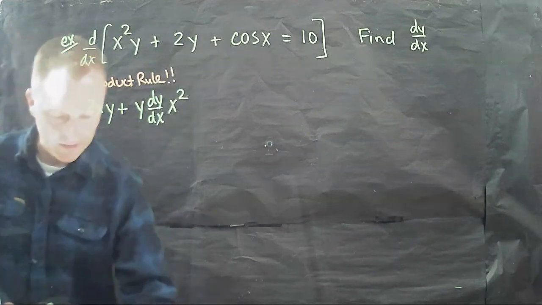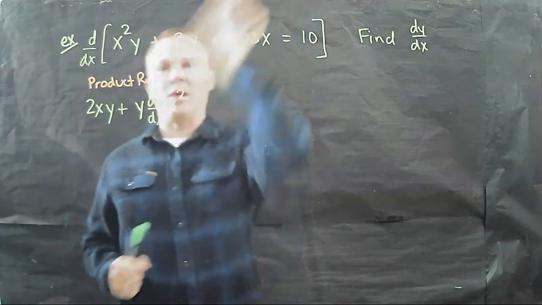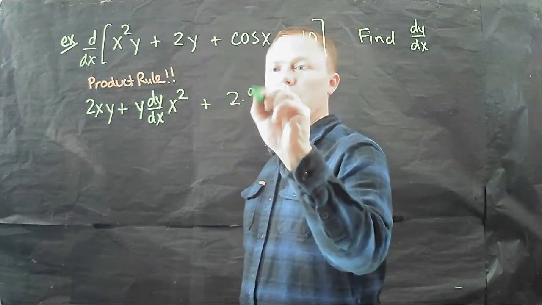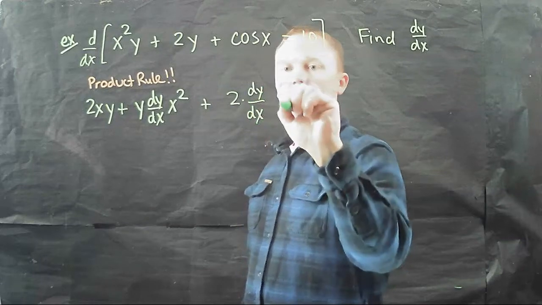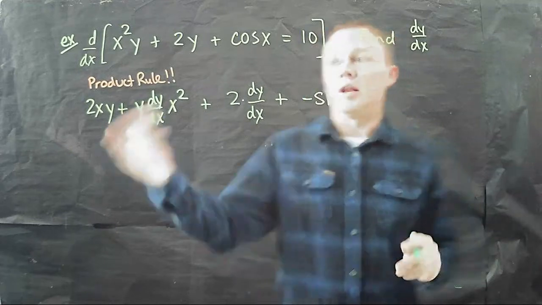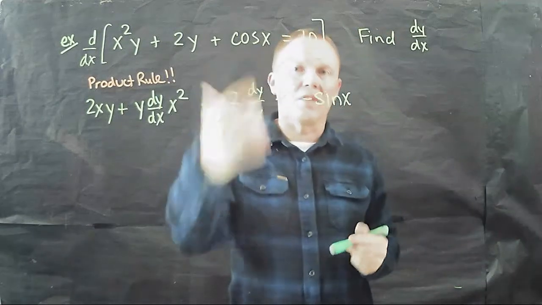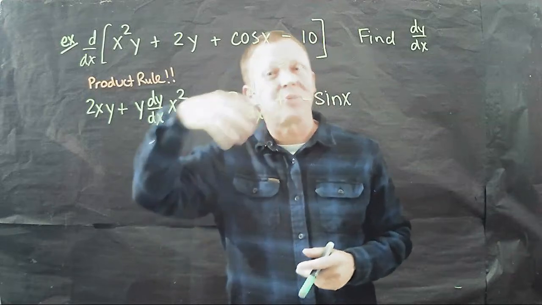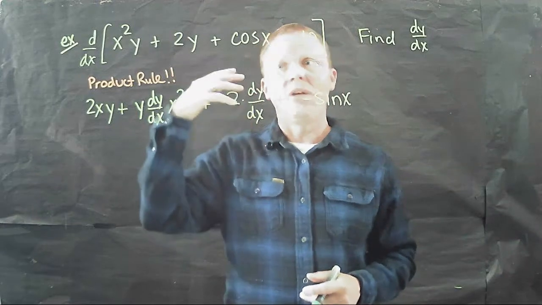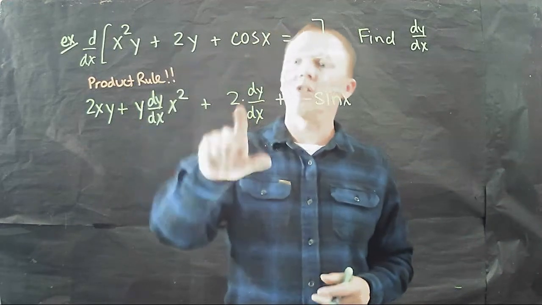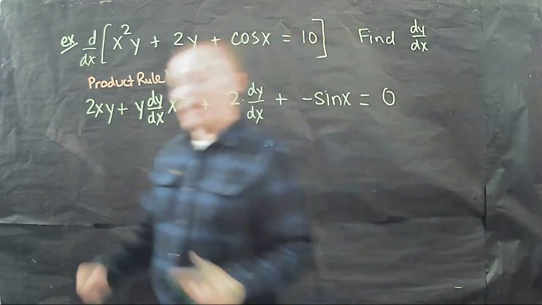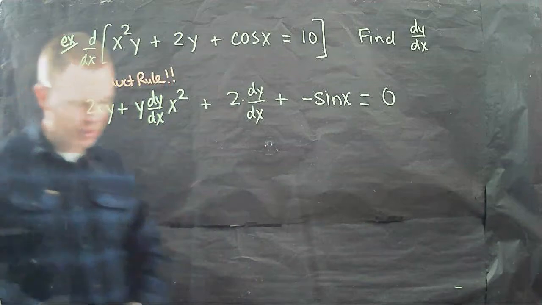Remember the product rule. I can still remember my test paper saying product rule in big red letters, minus 5. Plus, the derivative of 2y is going to be 2 dy/dx, plus the derivative of cosine of x is negative sine of x. And remember, when I'm saying the derivative of cosine of x, I'm really in my head saying the derivative with respect to x of cosine of x. And when I said the derivative of 2y, I'm really doing the derivative of 2y with respect to x. That's why it's 2 times dy/dx. And then what's the derivative of 10? It's 0.